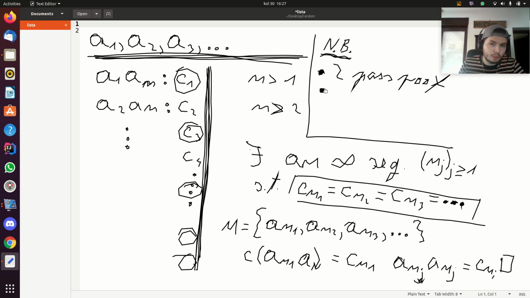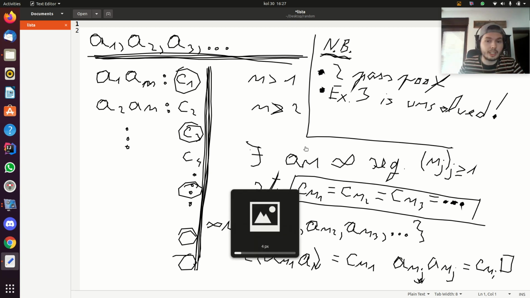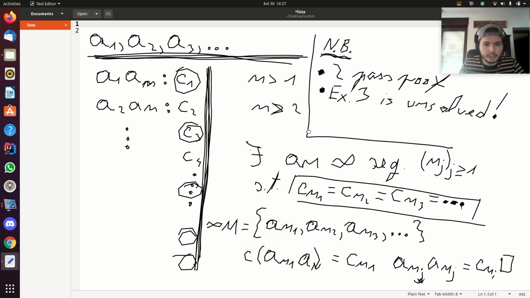And as I said before, example 3, the one with the prime numbers, is unsolved. We know that such an infinite monochromatic set exists, but nobody has ever found it. So if you want to try, go ahead. Maybe you'll end up doing something fantastic. Why not?